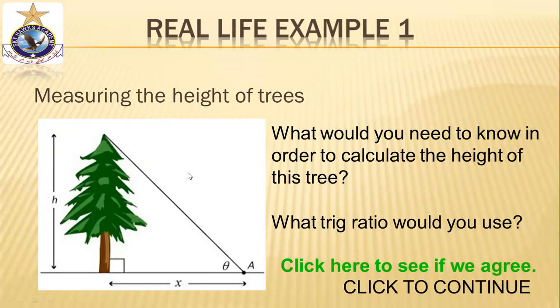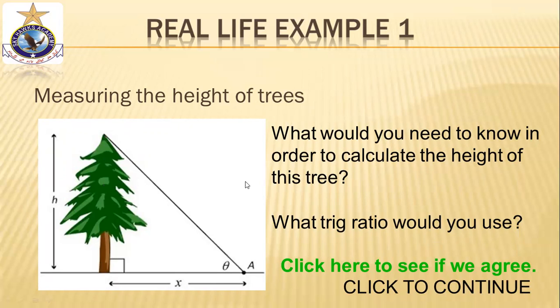So which ratio is being used over here? If the theta is given, and this side is given, I think tangent theta is h over x. So you can find the h when x is given and tangent theta is given also.